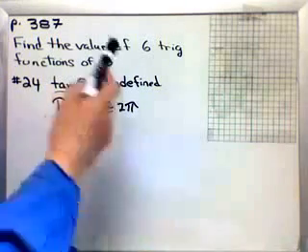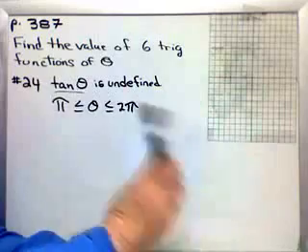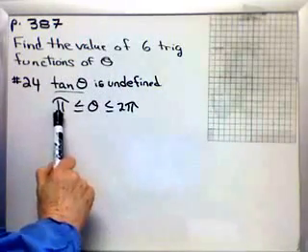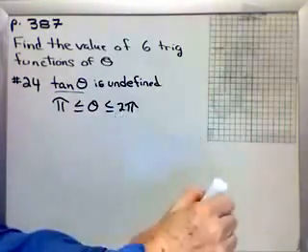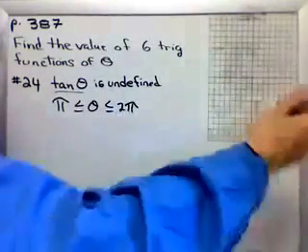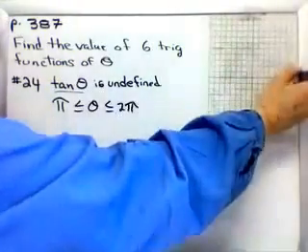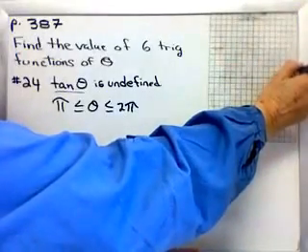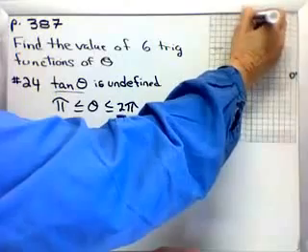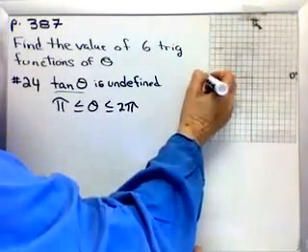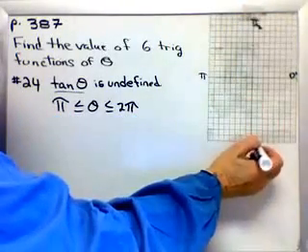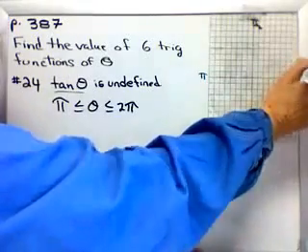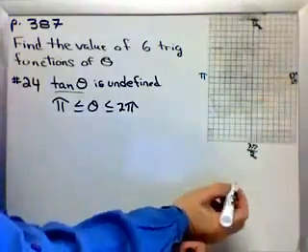So the question is, find the 6 trig functions of theta given these two clues. Tangent of theta is undefined and theta is between pi and 2 pi. So I have a rectangular grid here, but I'm going to identify the axes as if I have a circle. So this is going to be 0 degrees here. This is going to be pi over 2, pi, 3 pi over 2, and then this would also be 2 pi. So it could be 0 or 2 pi, depending on the angle we're thinking of.